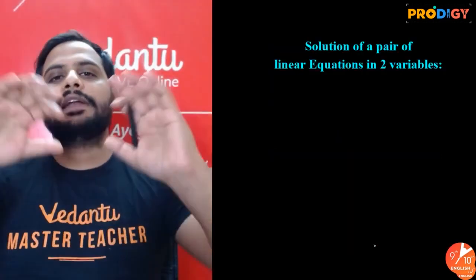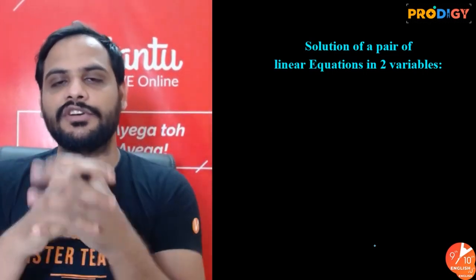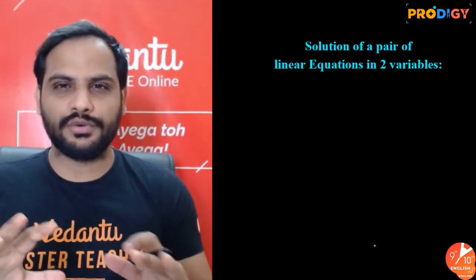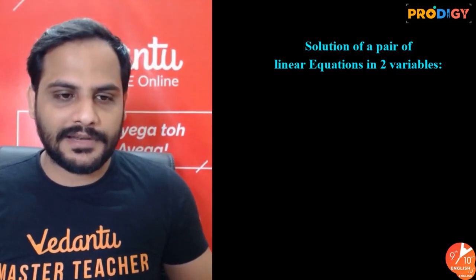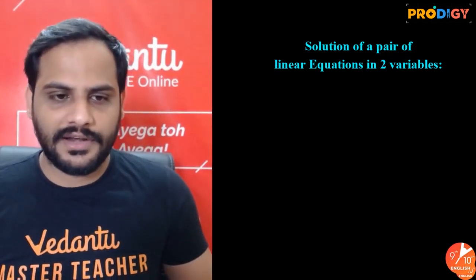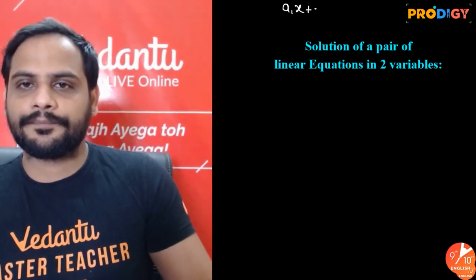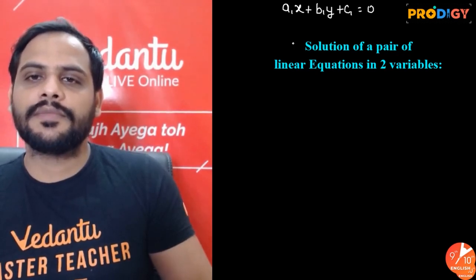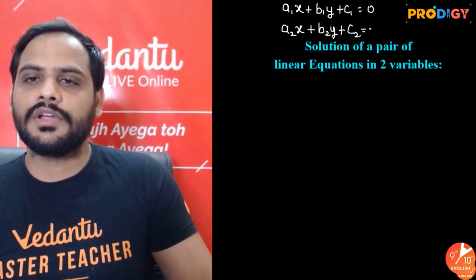Alright. Now beta, let's talk about the meaning of solution of a linear equation in two variables. It's very easy. Just try to understand this. For example, beta, let's say I have my two equations. First equation is, let's say, a1x plus b1y plus c1 equal to 0. And my second equation is a2x plus b2y plus c2 equal to 0.